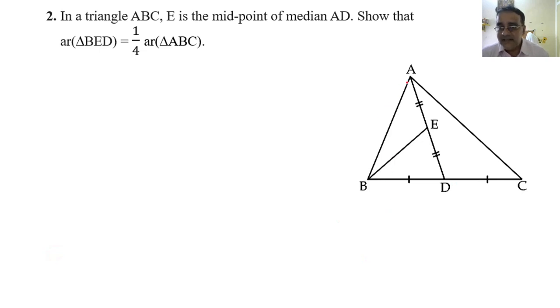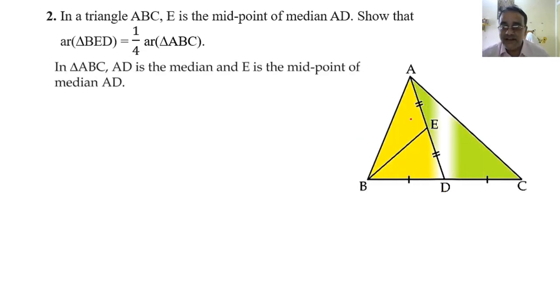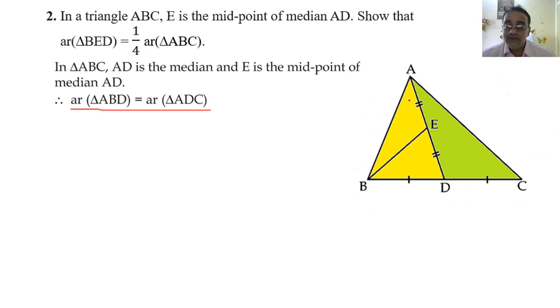अगर AD median है and we know that median divides a triangle into two triangles of equal area, right? So we can say that these two triangles, yellow triangle and green triangle, are equal in area. Clear? Yes, sir. Okay, so we conclude that area of triangle ABD is equal to area of triangle ADC. So can we say that the green triangle is half of the full triangle? क्या बोल सकते हैं हम लोग? Yes, sir. Right, क्योंकि दोनों equal हैं. Similarly, the yellow triangle is also half of the full triangle.